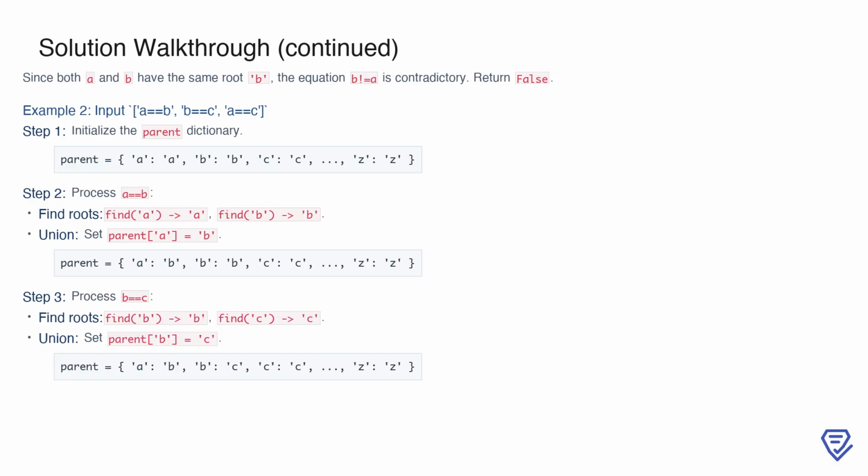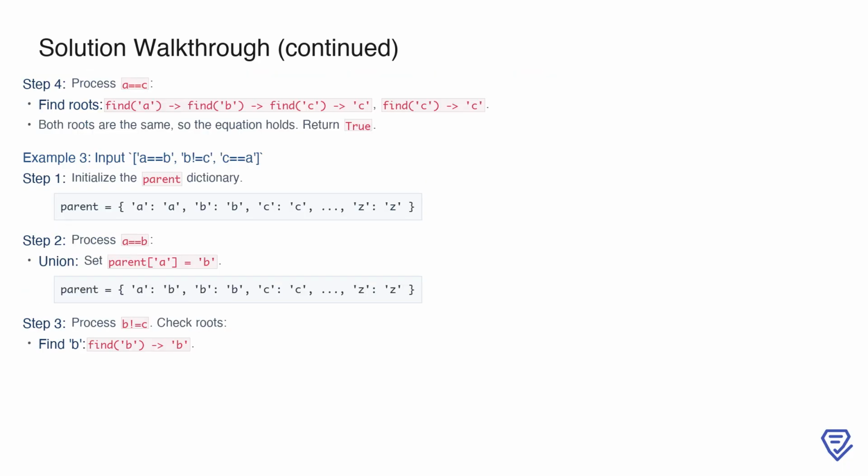This setup ensures that all equalities between these variables are satisfied. For the final equation in this example, A equals C, we need to verify if A and C belong to the same set. Finding the root of A involves traversing through its parent chain: A points to B, and B points to C, so the root of A is C. Similarly, the root of C is directly C. Since both variables share the same root, the equation A equals C holds true. Therefore, the entire set of equations is consistent, and we return true.